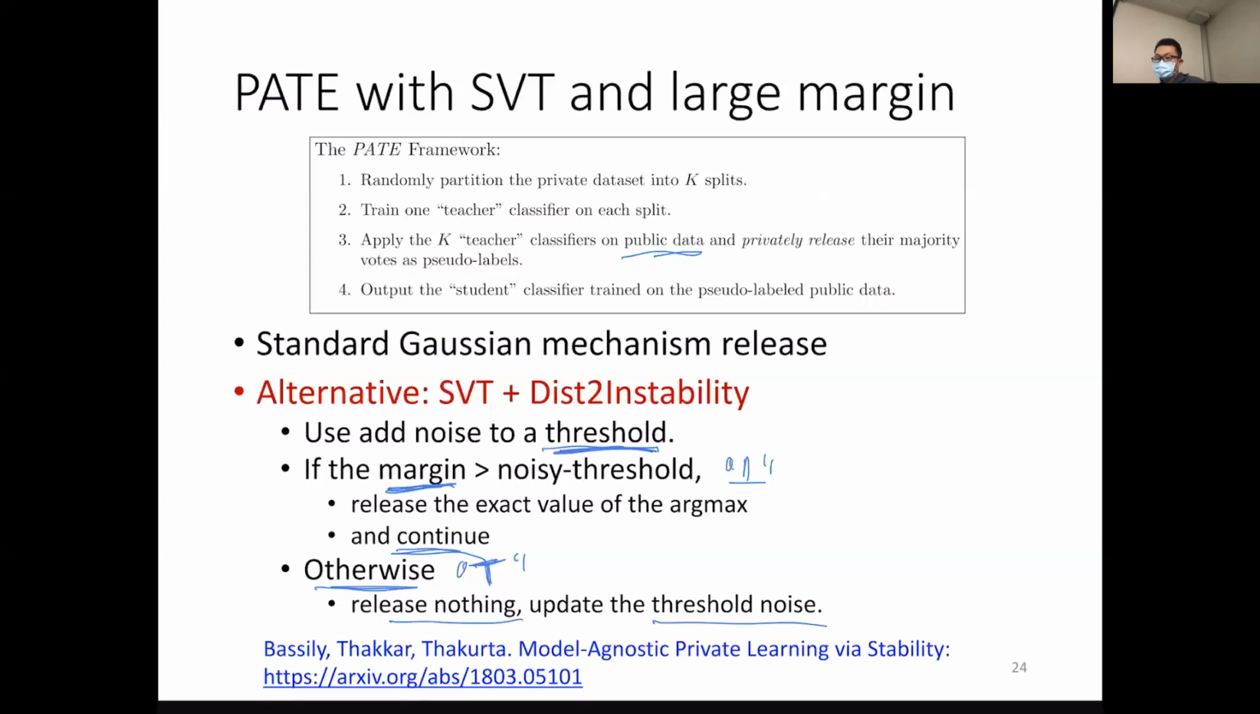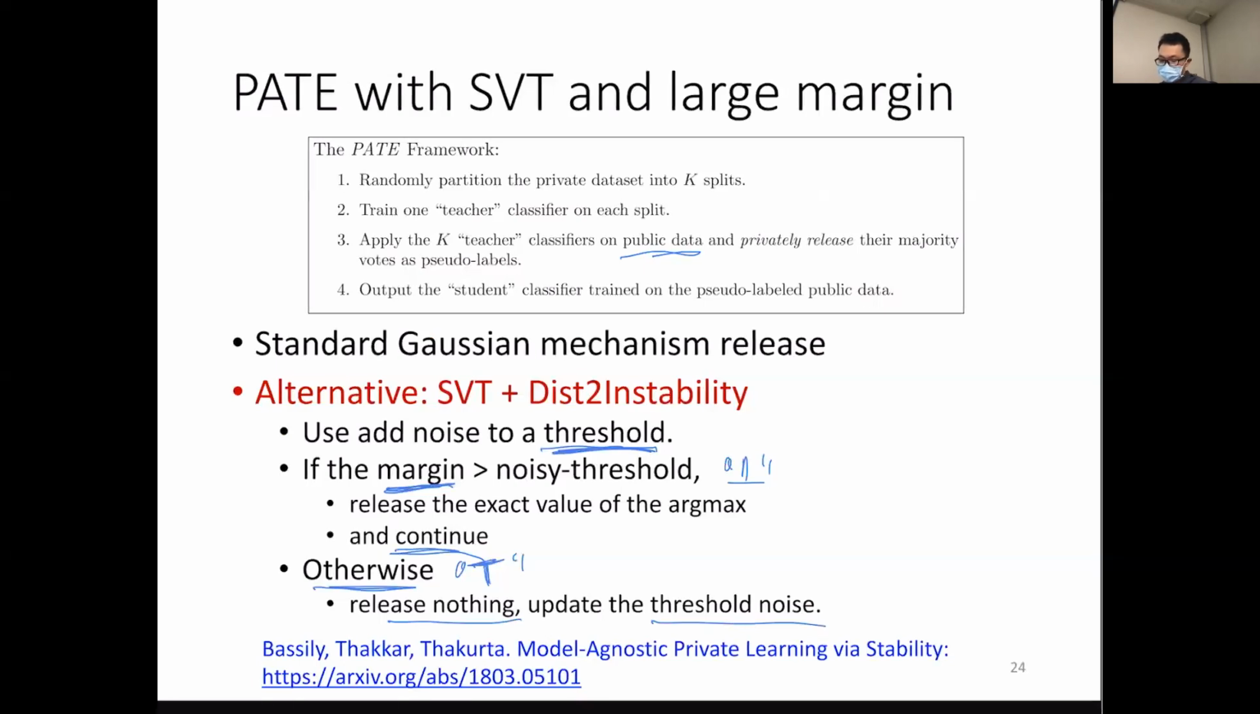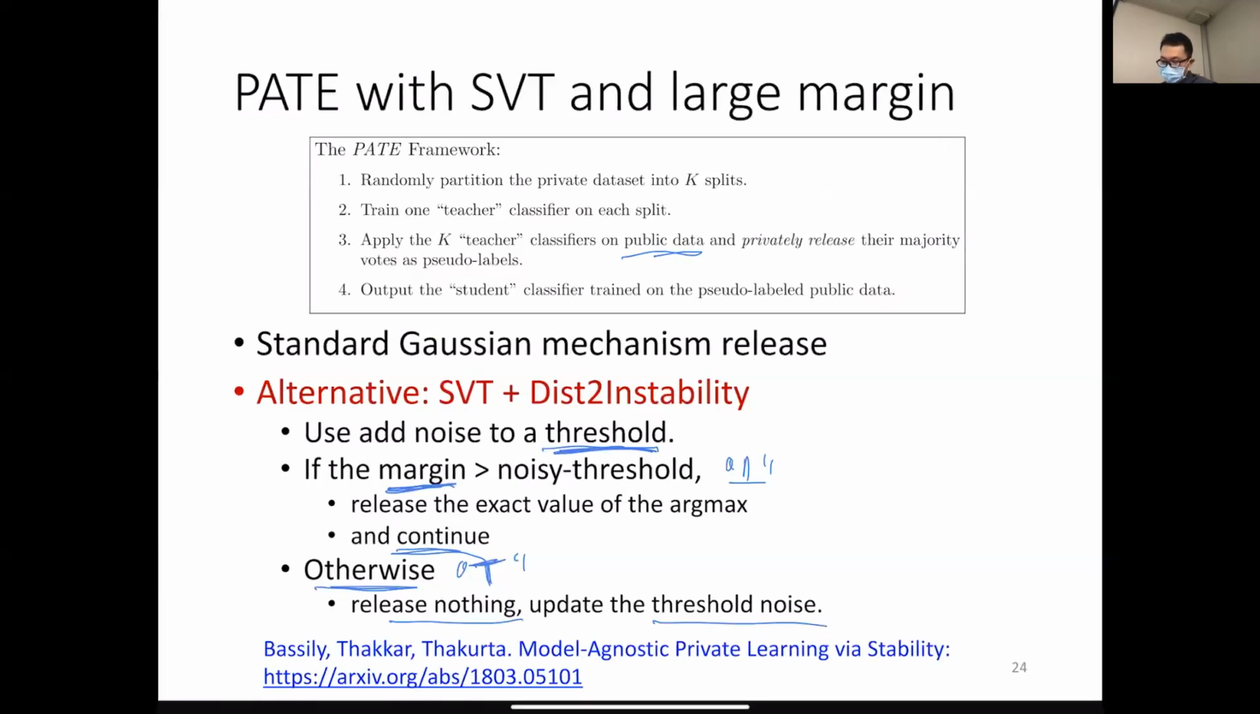Okay, so now let me tell you how this could work. If we ignore this line and think about the rest of the algorithm, this is exactly the sparse vector technique. Now suppose we combine this line and this noise adding part, and group these together.